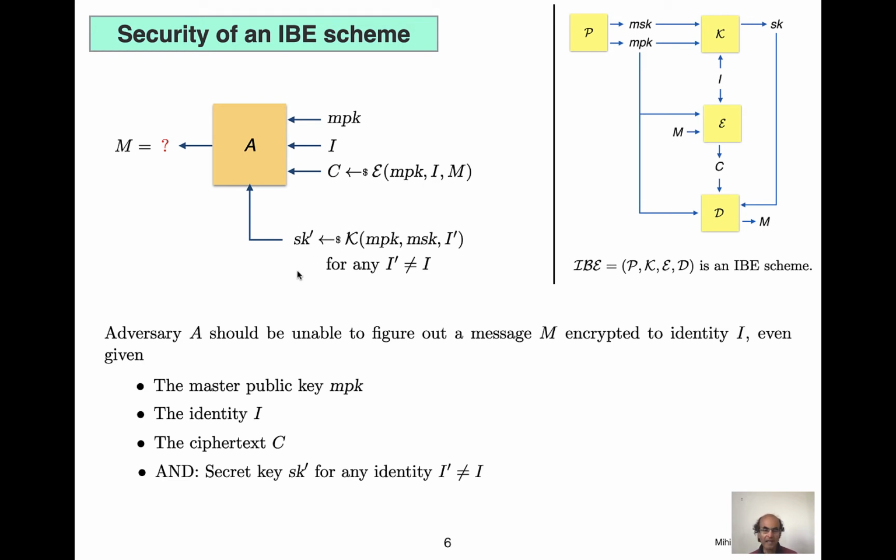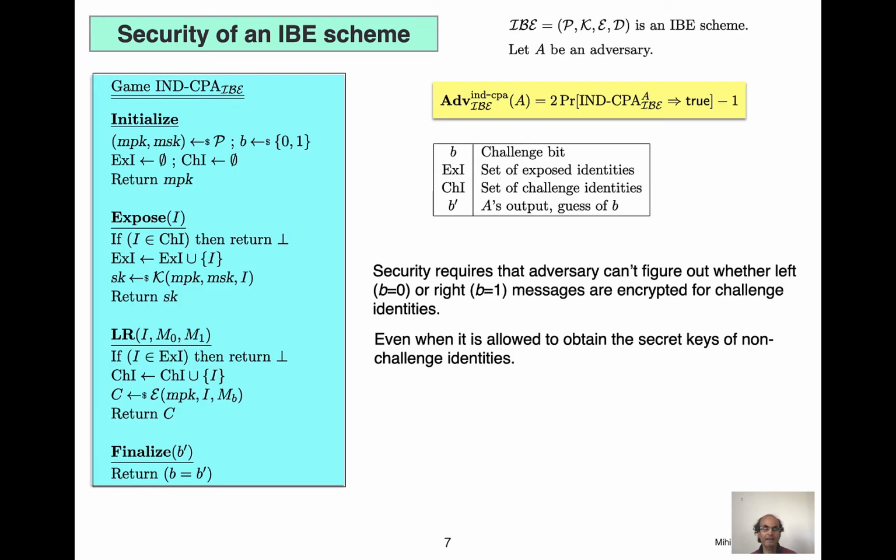Okay, and now we'll formalize that, and as usual, the formalization takes a sort of IND-CPA type perspective in which you're not talking about the ability of an adversary to recover the message, but rather to distinguish whether a left or right message has been encrypted. And it'll take into account this notion of obtaining keys for other identities. So we fix our IBE scheme with its 4 algorithms and an adversary, and we're going to define a game. We'll again call it IND-CPA, and the subscript, however, tells us that we're talking about an IBE scheme.